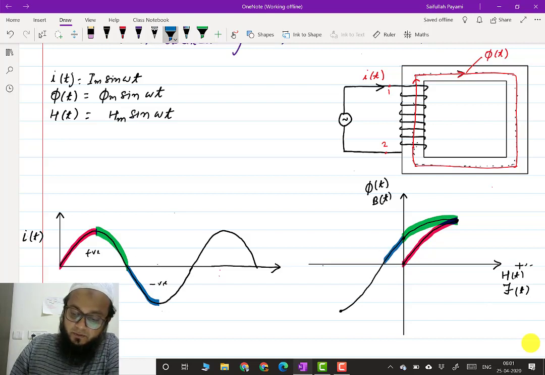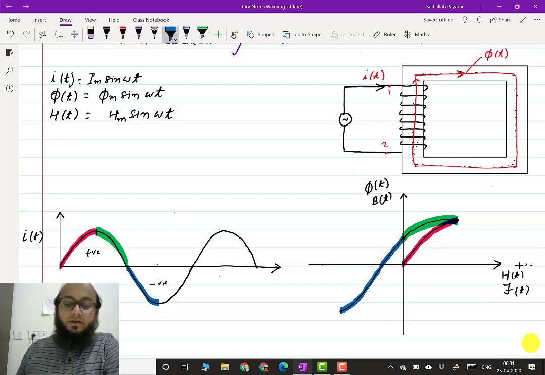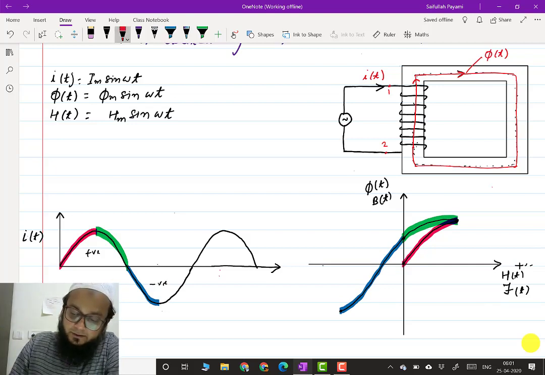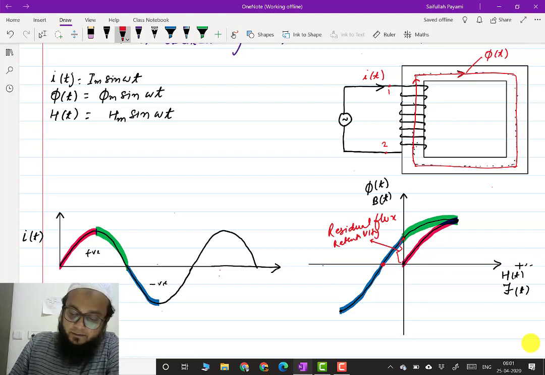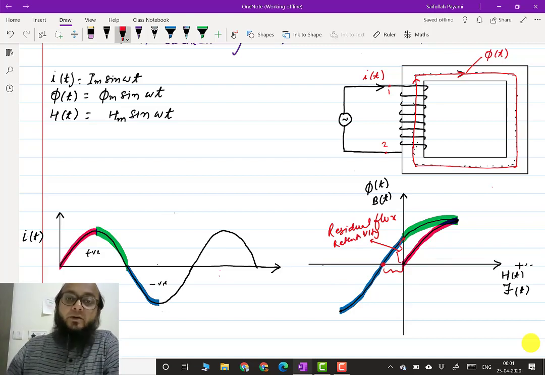Some effort would be required to make the residual flux zero. So this much quantity is the residual flux, and we call it the retentivity of the material. And this much effort, or MMF, is required to make this residual flux zero. So we call it coercivity.